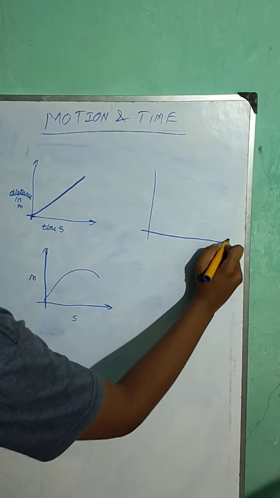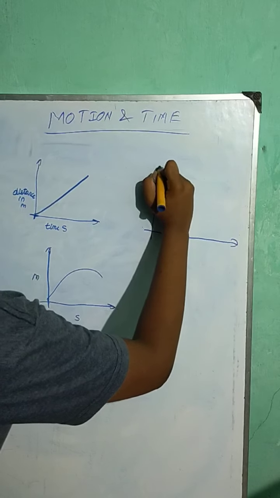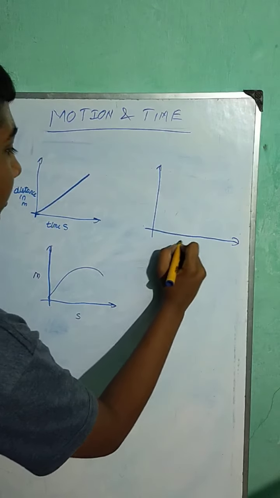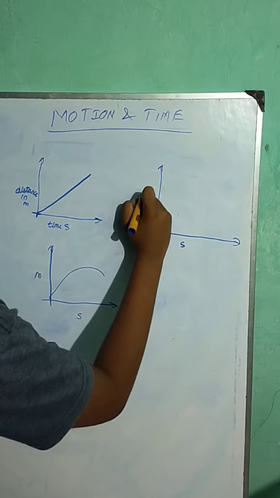And now for rest, how to depict the distance time graph when the body is at rest? We can depict it as, now time in seconds, distance in meters.